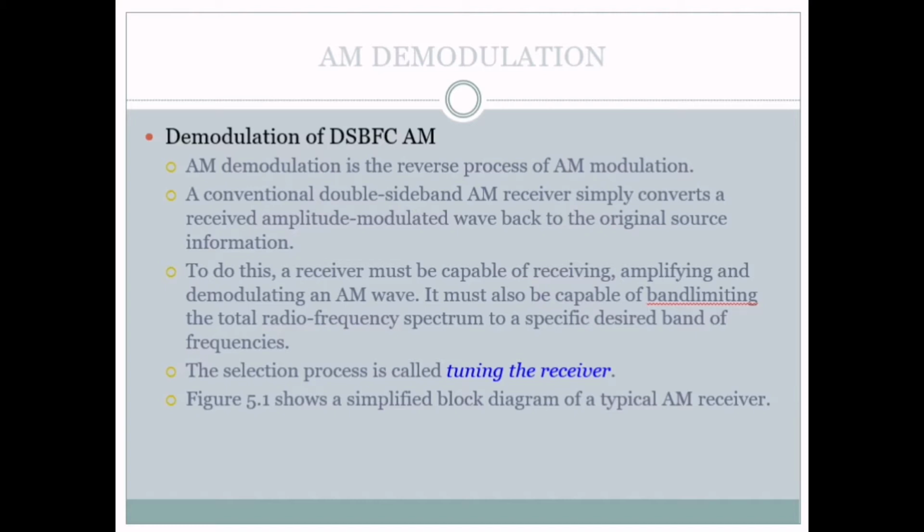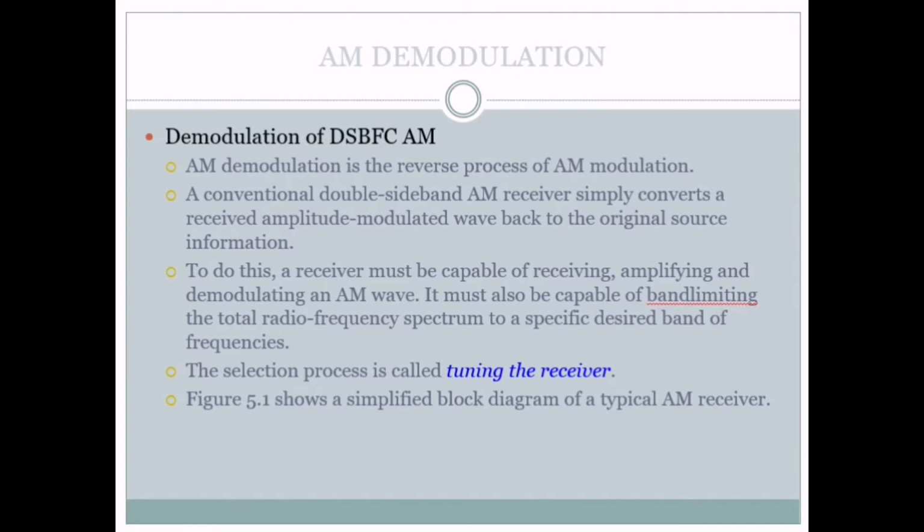So AM demodulation is the reverse process of AM modulation. A conventional double sideband AM receiver simply converts a received amplitude modulated wave back to the original source information. To do this, a receiver must be capable of receiving, amplifying and demodulating an AM wave. It must also be capable of band limiting the total radio frequency spectrum to a specific desired band of frequency. The selection process is called tuning the receiver.